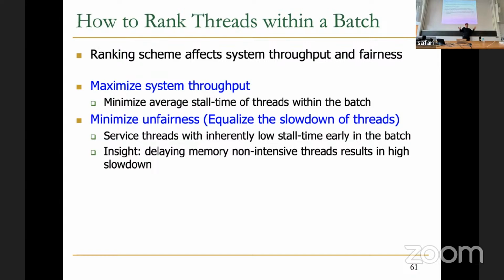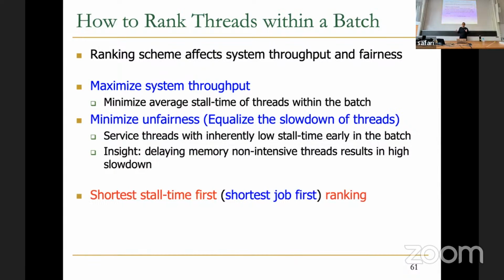This is similar to what we have discussed earlier. If a thread's baseline, inherent stall time is 1 second, if you delay it by 2 seconds, its slowdown will be 3x. If another thread's baseline request service time or stall time is 10 seconds, if you delay it by 2 seconds, its slowdown would be 1.2x. So if you have a choice between two threads to delay, delay the one that is less intensive, meaning the one that has low stall time to begin with, because the impact of that delay will be much lower on that thread. Does this make sense? Okay, so that's the insight.